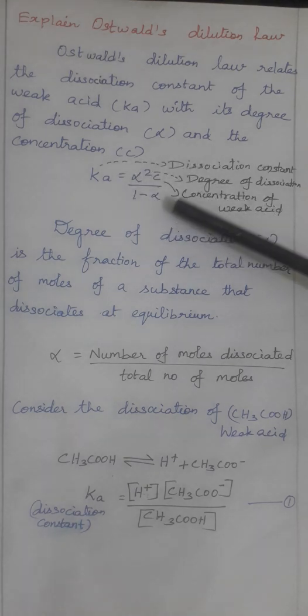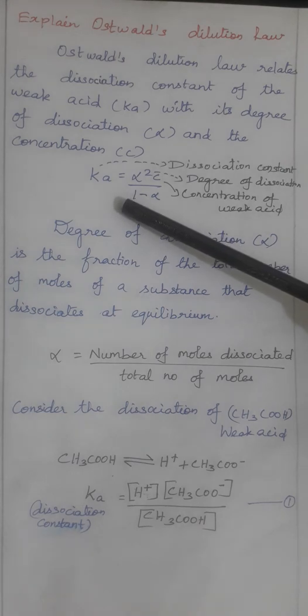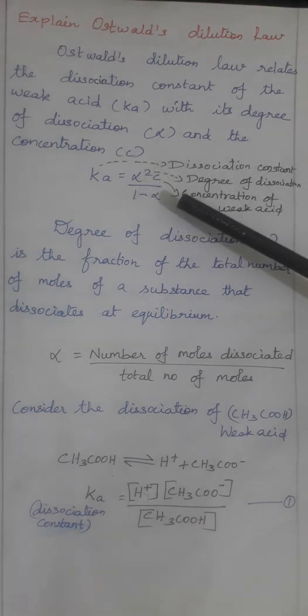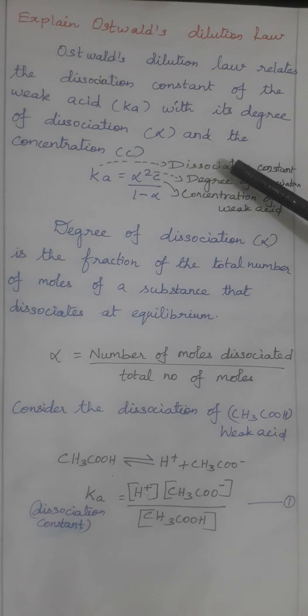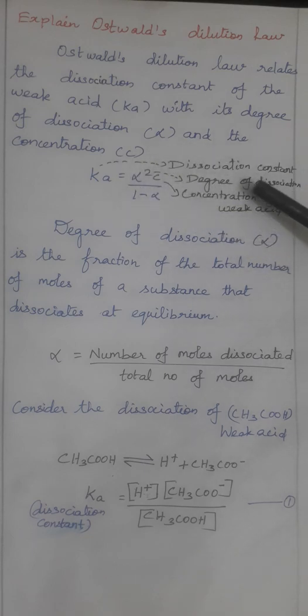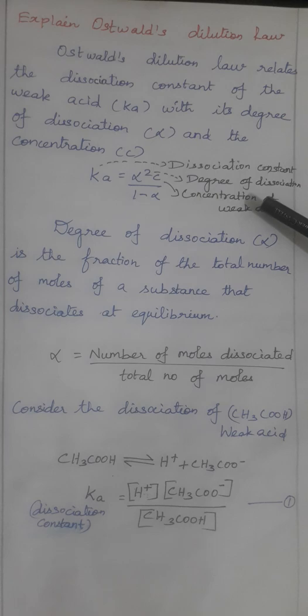What is the mathematical formula for Ostwald dilution law? The mathematical formula is K equal to alpha squared C divided by 1 minus alpha. Here K means what? Dissociation constant. Alpha means what? Degree of dissociation of weak acid. C means what? Concentration of weak acid.